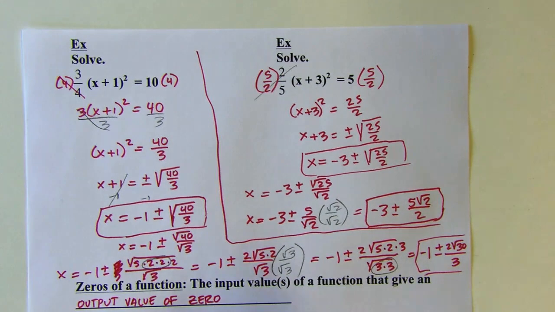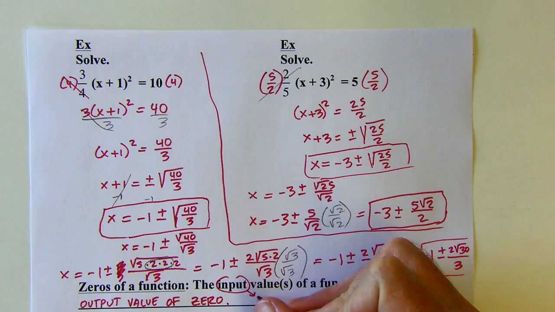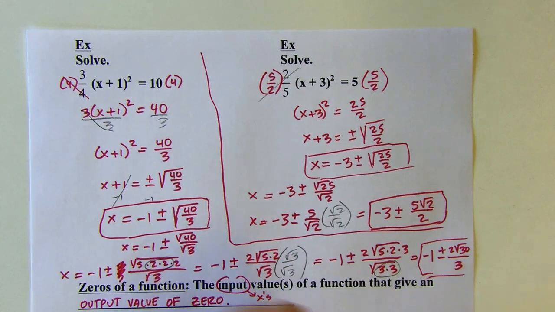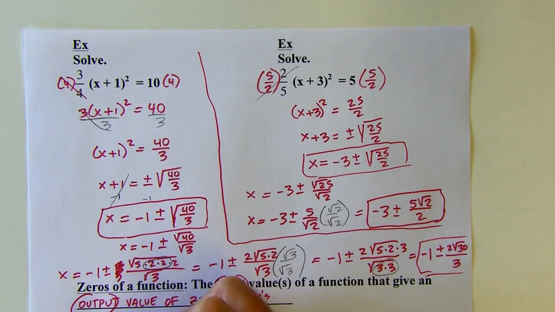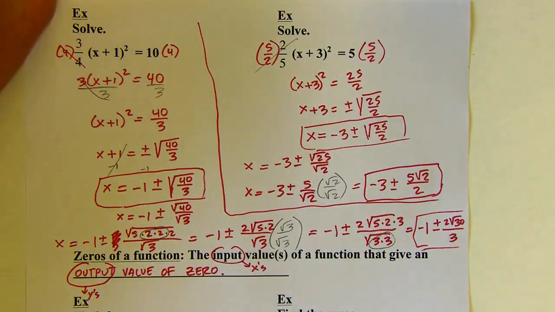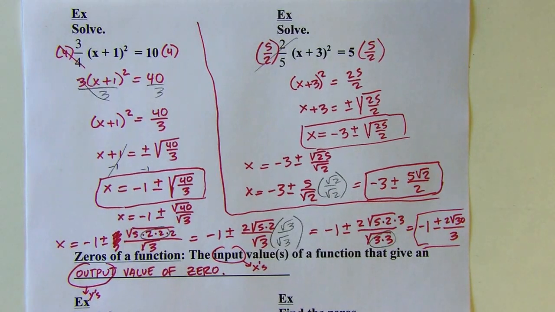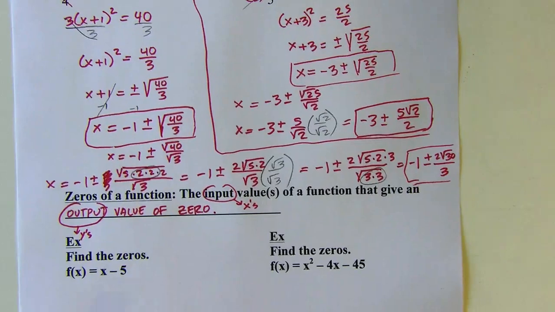Okay, so the input values are the x's, and the output values are the y's. I mean, it doesn't have to be x's and y's, right? But those are the most common variables we have in these. I don't have a y in this first function. It's an f of x, but we can think of that as our y. So our input's going to be the x, our output's the y.